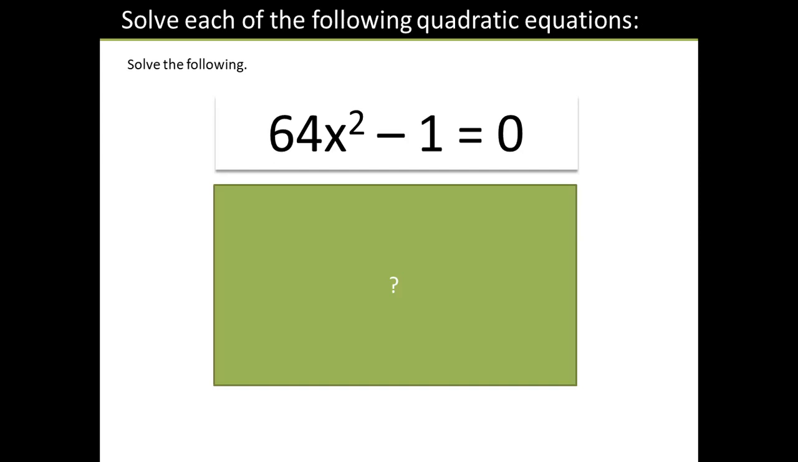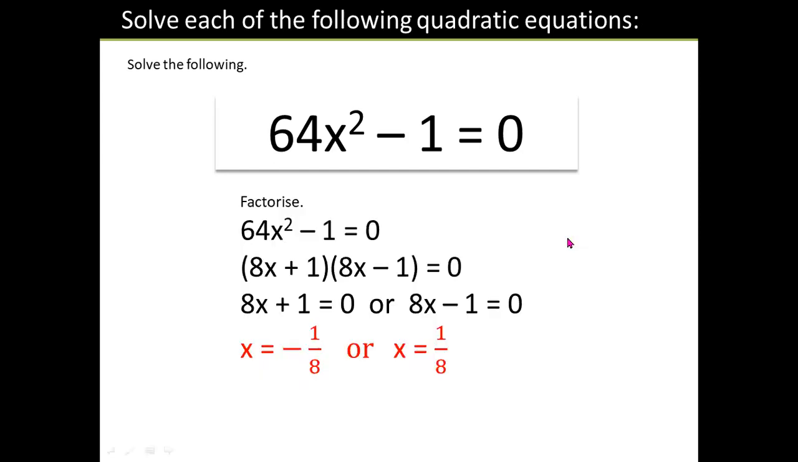So 8x plus 1, 8x minus 1 equals 0. Okay? All right. So therefore, when we simplify 64x squared minus 1 equals 0, factors are 8x plus 1 and 8x minus 1 equals 0.